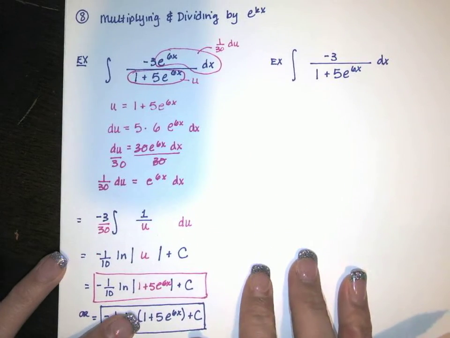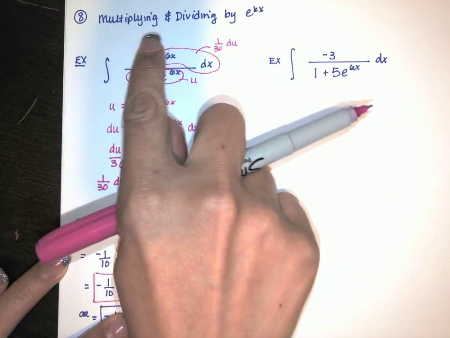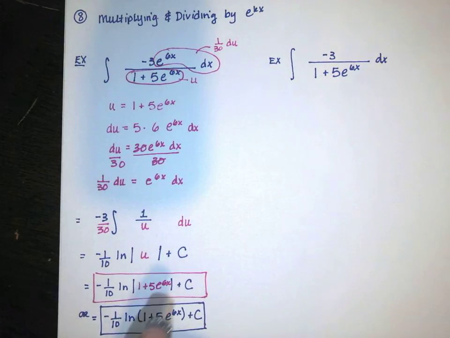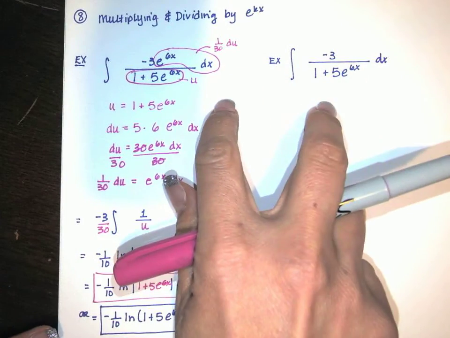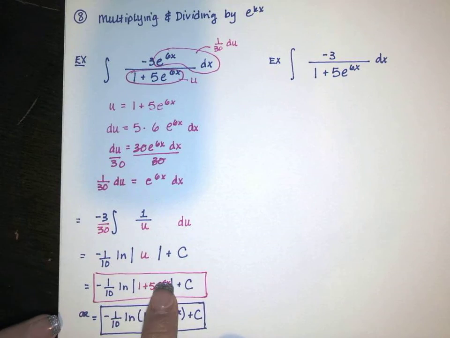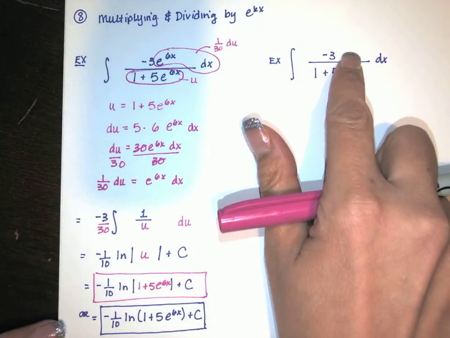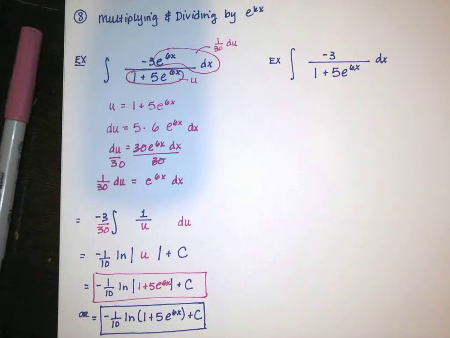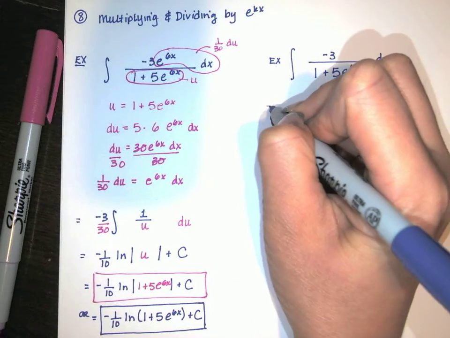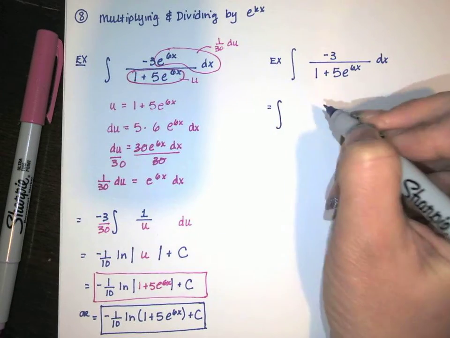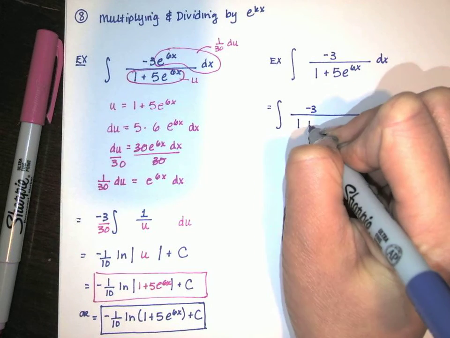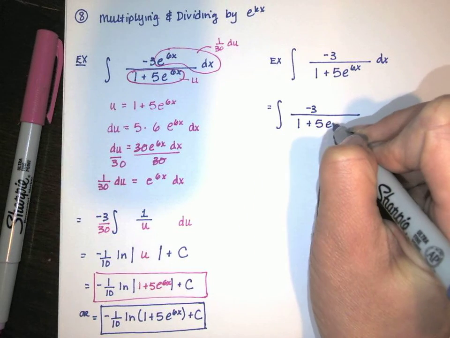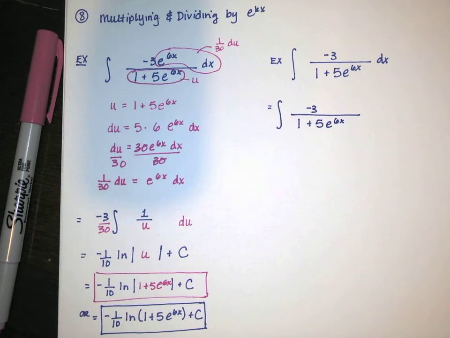So this is where we're going to use our 8th technique, multiplying and dividing by e to the kx. We do this whenever it looks kind of like one of these, but the u-sub's not already set up for us. I've got an exponential down here, but not a matching exponential in the numerator. So we rewrite it. I've got a negative 3 in the numerator over 1 plus 5 e to the 6x.